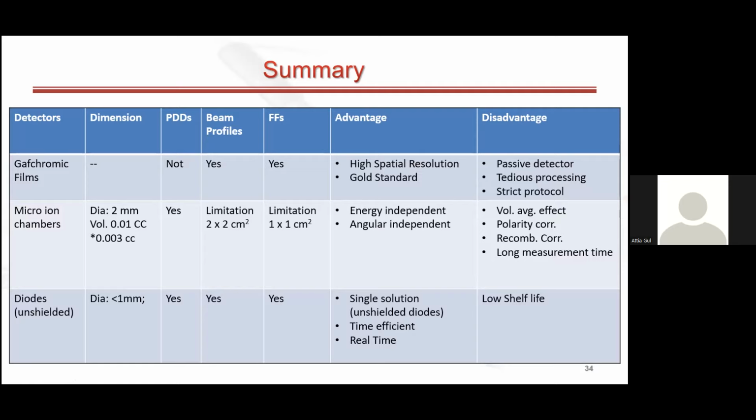This is the only disadvantage. But when we choose a diode, we should go for an unshielded diode, because we can measure the field output factors for even smaller fields with unshielded diodes as compared to shielded diodes. For example, I know that many of our centers who have recently procured dosimetry equipment have been provided shielded diodes, saying that they can be used for small fields.